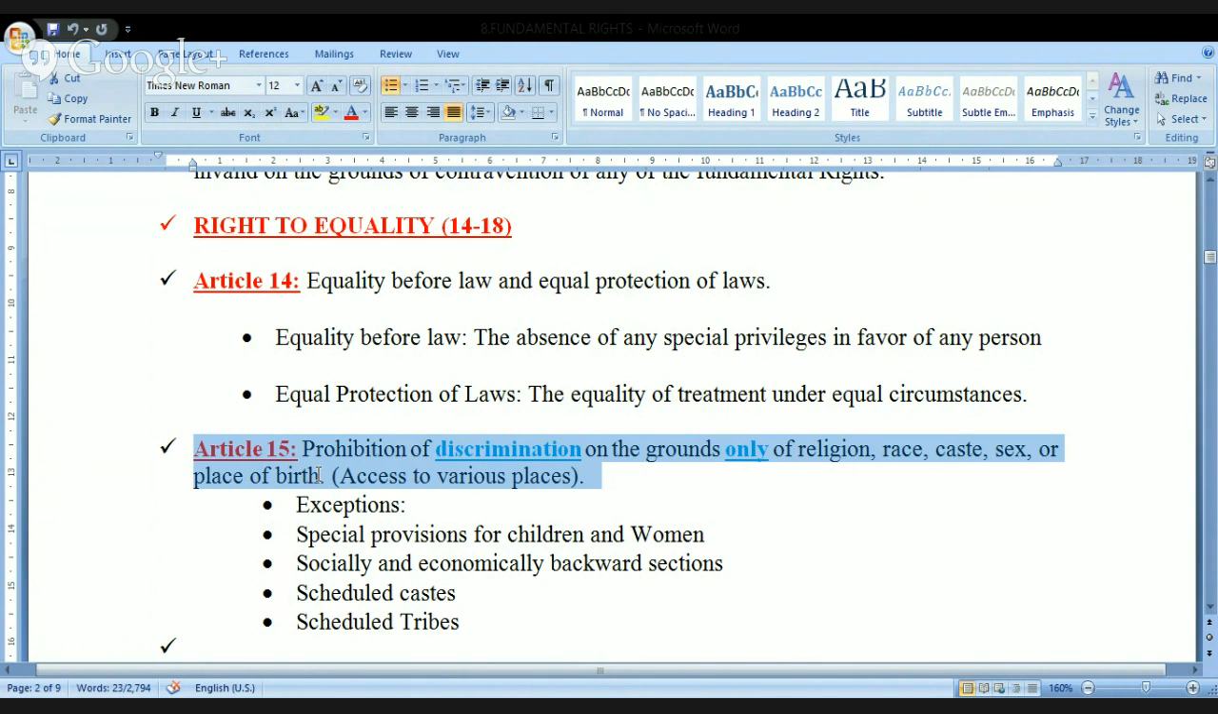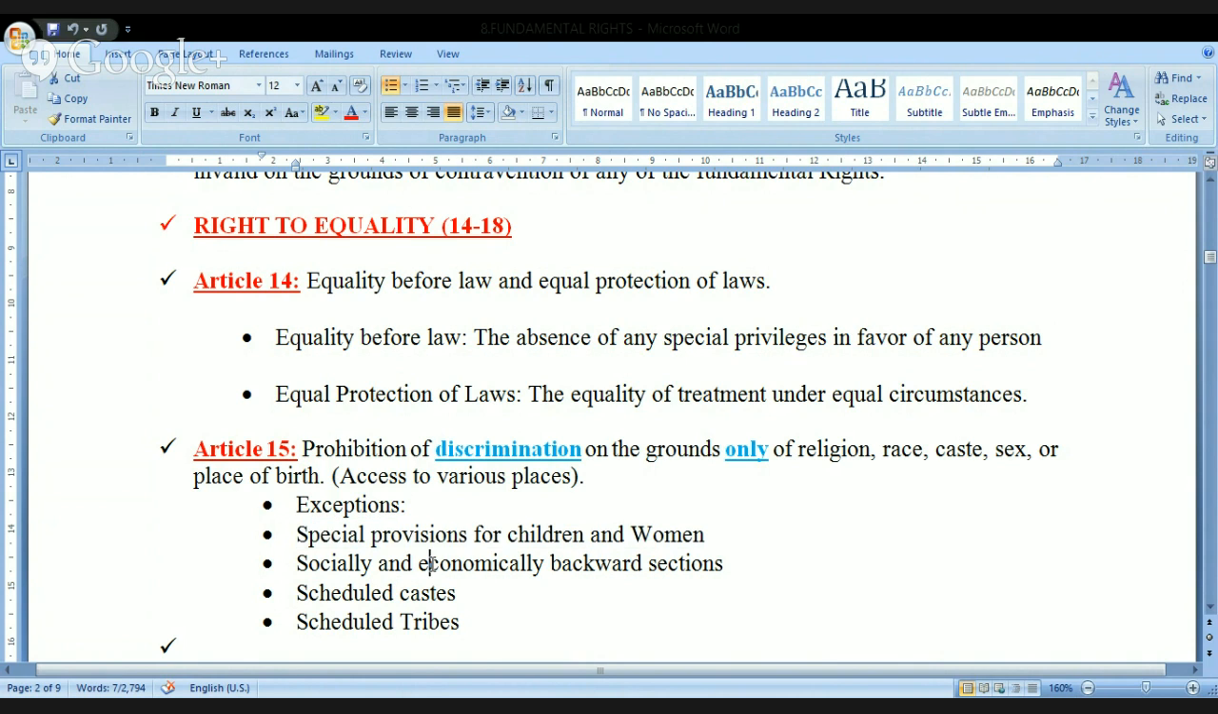That's the reason. Look at all the points. Religion should not come into the picture. Race, caste, sex, or place of birth should not come into the picture. But there are certain exceptions. Exceptions are nothing but special provisions for children and women can be given. Clear? Since the beginning, children and women are given importance, which was absent during the British rule. That's the reason why special provisions for children and women can be given. Meaning discrimination is permitted in this particular case, it's an exception.